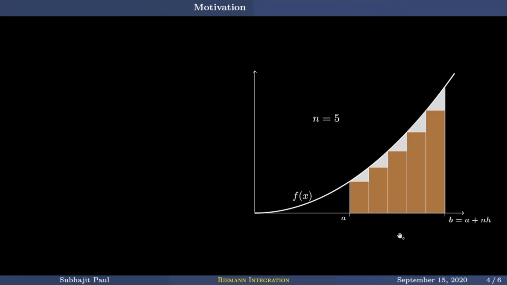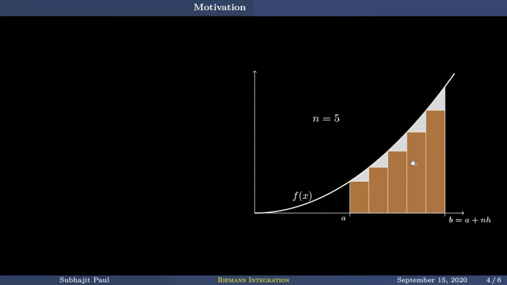So what did we do? We increased the number of intermediate points. We increased the number of subintervals there. Now you see the amount of error over here. The gray area remaining on top of this one is reducing from this part. Okay, so here is the amount of gray area remaining.